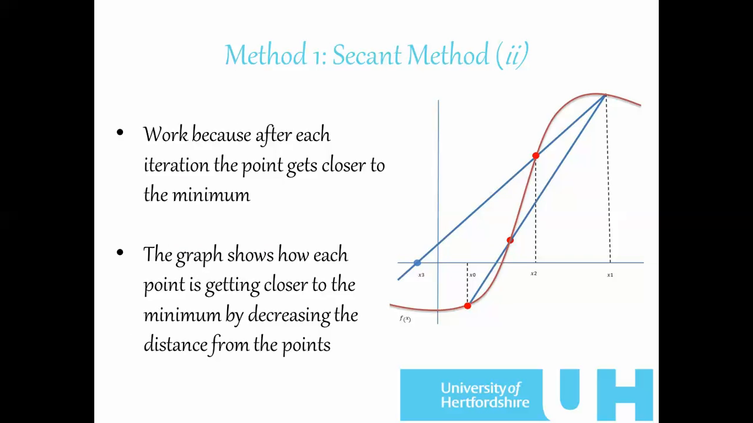So how the secant method works is, if we look at the graph, we can see that if we have an initial point x0 and an initial point x1, we can draw a line which will cut at the point x2. So that is now closer to the minimum than x0 and x1 were. So we are getting closer and closer to the minimum the more iterations we do.